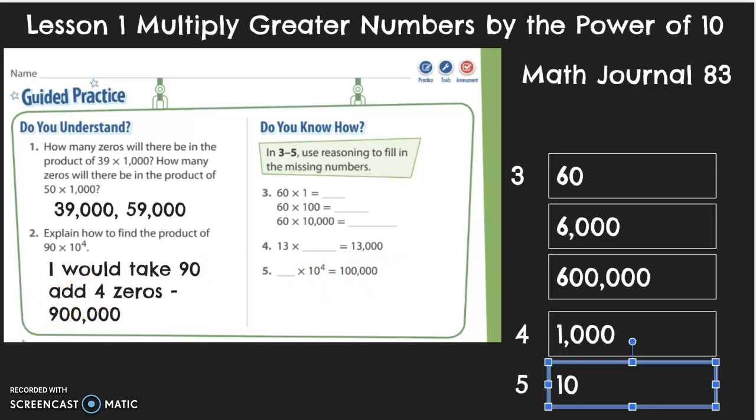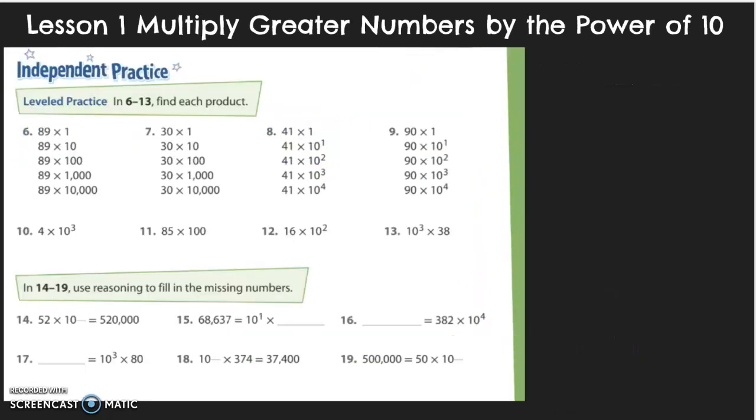Remember, if you need to pause this video to put things in your math journal, feel free. Pause the video as much as you need to get the things that you did. Now, when we get down here to 14 through 19, you're going to have to pause the video while you try to figure things out.